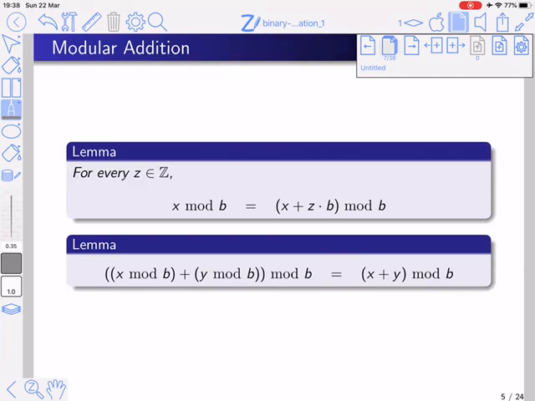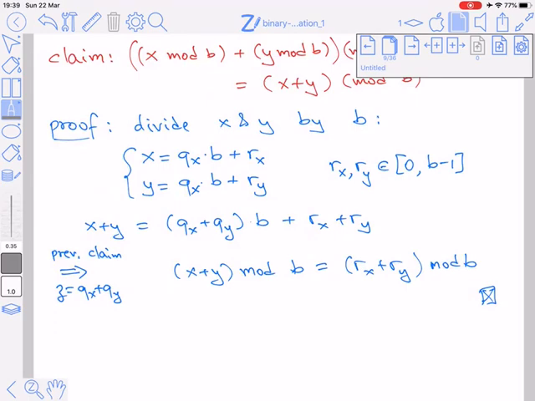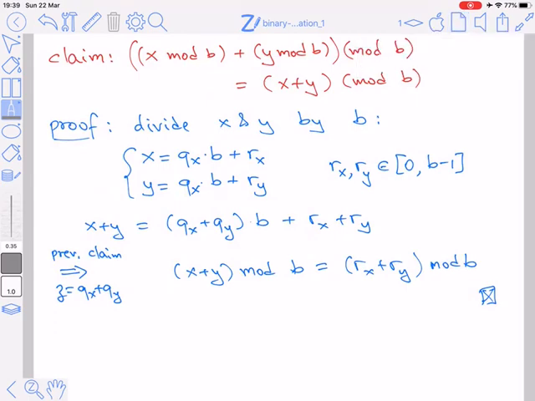Let's prove this lemma. Let's take x and y, divide them by b. These are the expressions you have over here and over here. You get that x equals qx times b plus rx, and y equals qy times b plus ry, where both remainders rx and ry are between 0 and b minus 1.